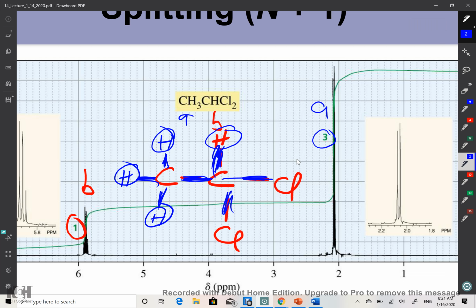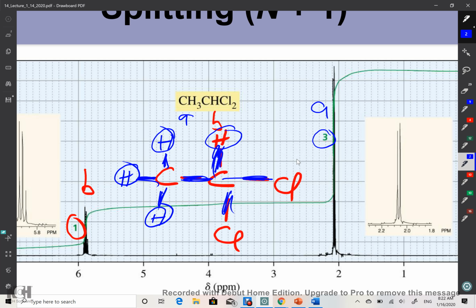Question. Why do you not count the hydrogen attached to B? Because B is the hydrogen of interest. We are looking for how many hydrogens are neighboring B. Does that make sense? And so in this case, we have 3 hydrogens neighboring B.